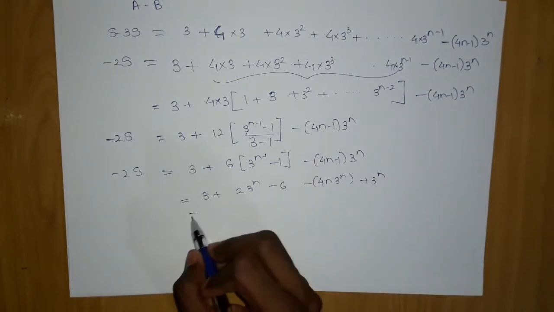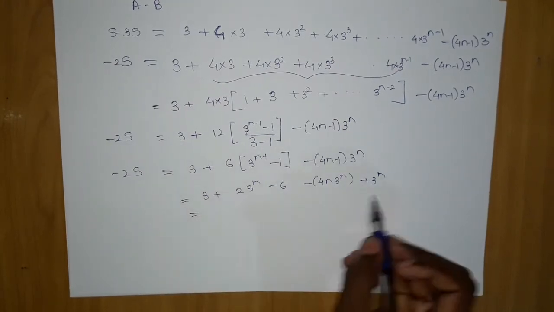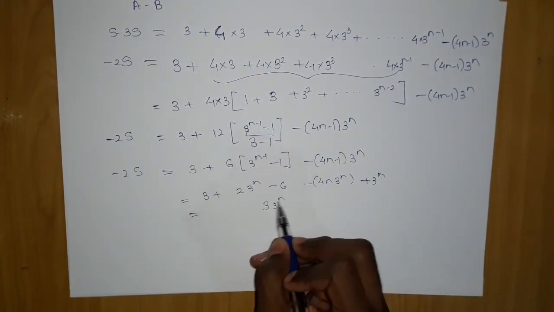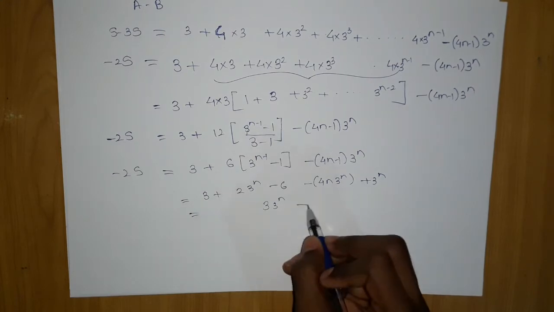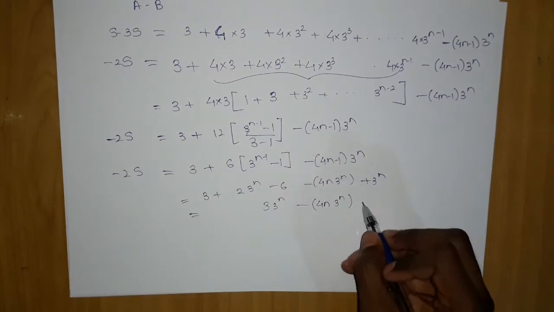Now if I simplify it, this minus 2 is here only. What I get is, this will become 3 power n, this will become minus 4n into 3 power n, and this will become minus 3.